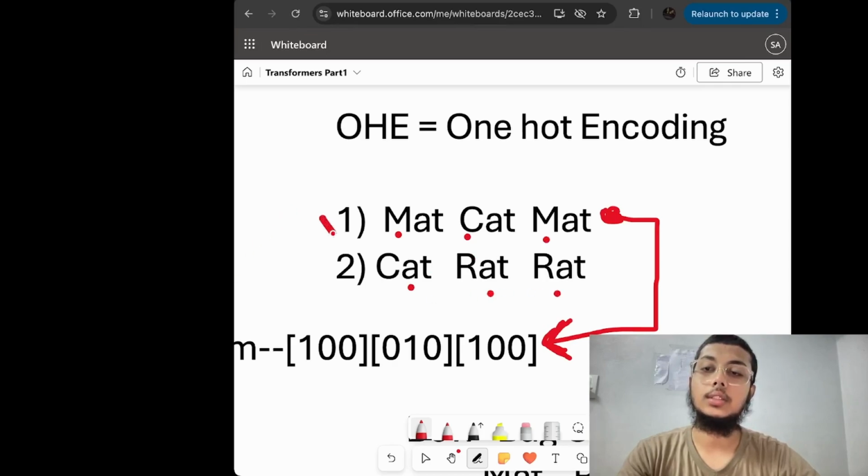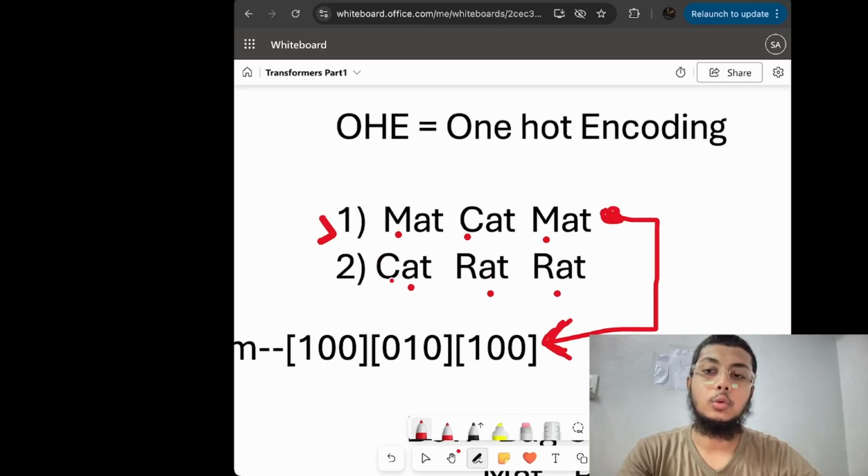These two sentences, you have to make the computer understand them. What I mean is, you have to convert them into numbers. So what do you do in one hot encoding? First of all, you find out how many unique words you have in your total vocabulary, and which ones they are. The unique words are mat, cat, and rat.